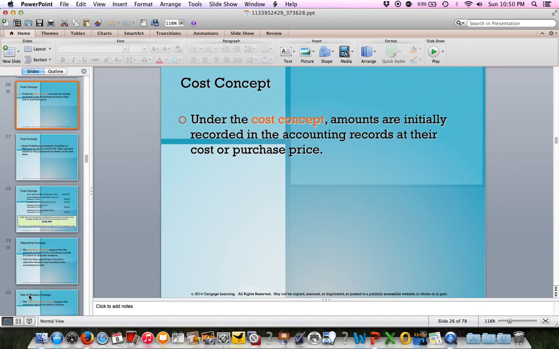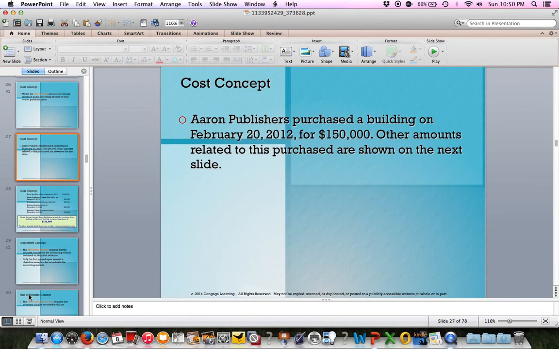The cost concept just simply means that when we initially purchase an asset, we buy something, we record that at its cost. And the reason we use cost is because it's easy to identify. We've got some kind of a receipt or invoice that says, here's what we paid to acquire a particular item. And so, for example, Aaron Publishers, they bought a building for $150,000. Other amounts related to the purchase of this building are on the following slide.